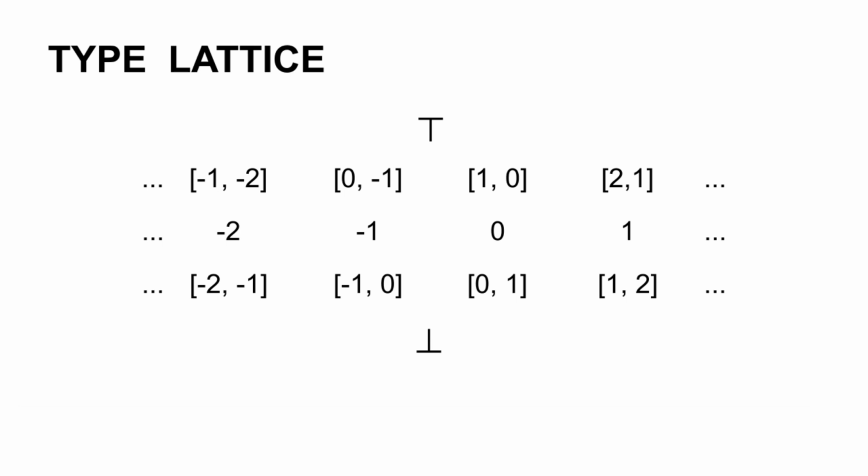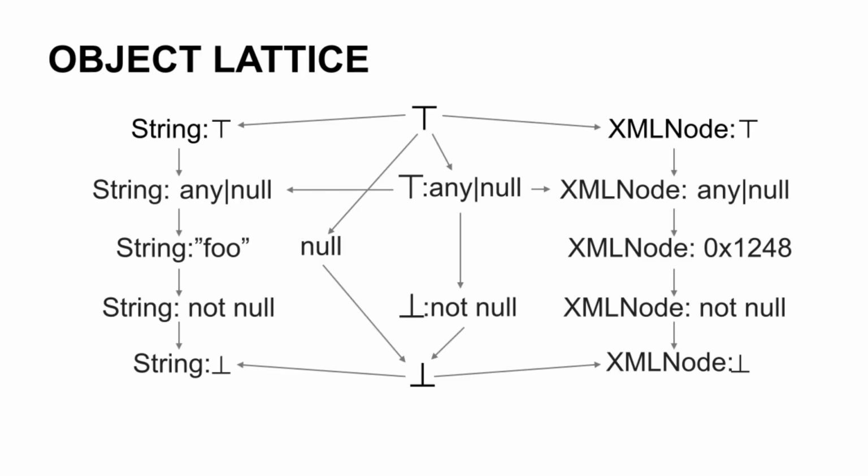What it actually uses is called a type lattice. I'm not going to explain all the properties of a lattice, but the important thing is it has a center line of constants. So we don't represent constants per se, we represent types. And we can actually construct a lattice for objects as well. And again, the center line is constants. So the string foo, the constant null, or an XML node that we just created can be represented as types.